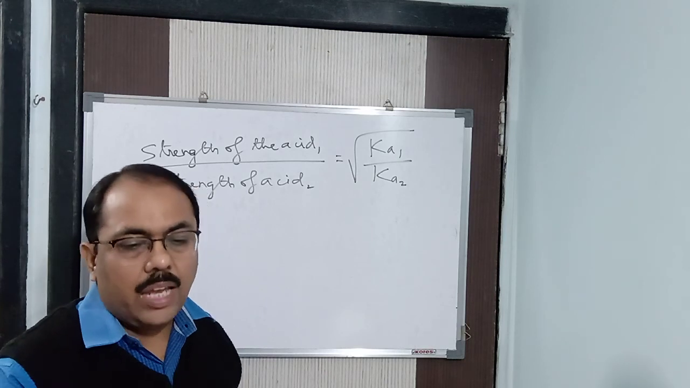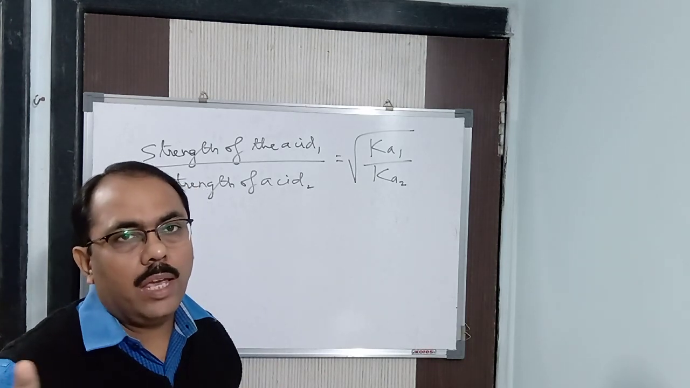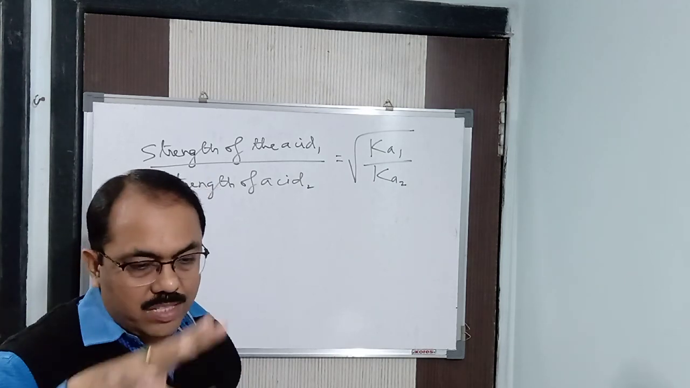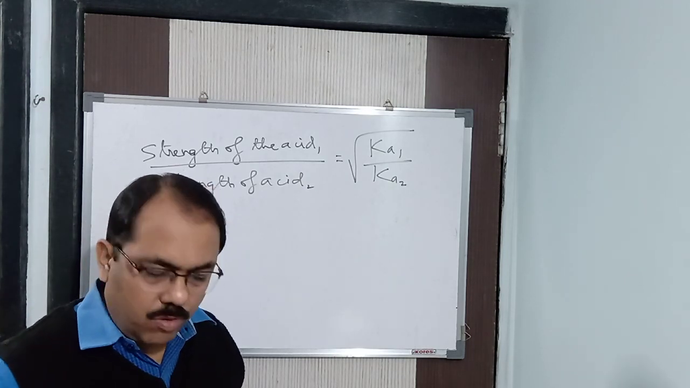For example, NaOH reacts with H3PO4 and will give you NaH2PO4. Now, in the second step, it will be Na2HPO4.